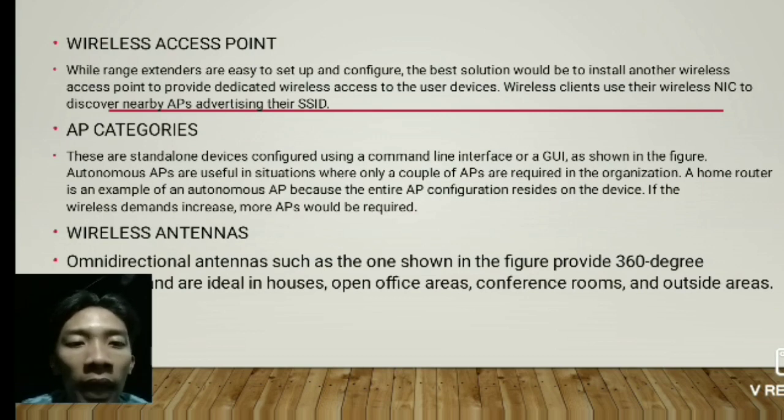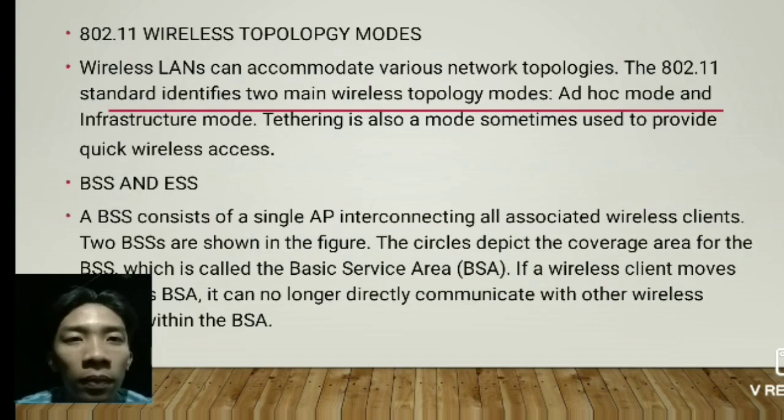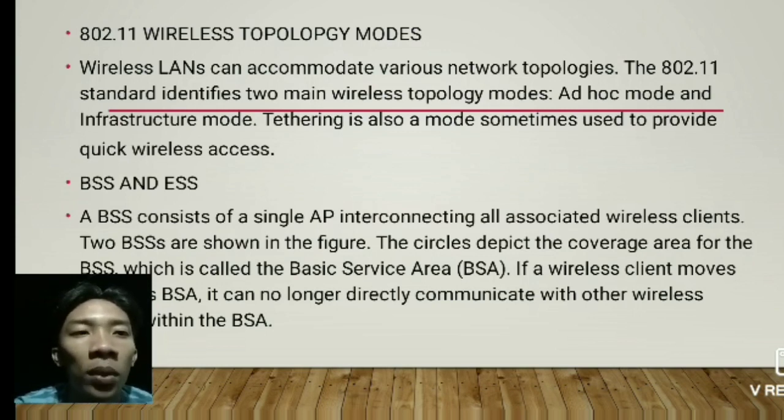Wireless antennas. Omnidirectional antennas, such as the one shown in the figure, provide 360-degree coverage and are ideal in houses, open areas, conference rooms, and outside areas. 802.11 wireless topology modes. Wireless LANs can accommodate various network topologies. The 802.11 standard identifies two main wireless topology modes, ad hoc mode and infrastructure mode. Tethering is also a mode sometimes used to provide quick wireless access.